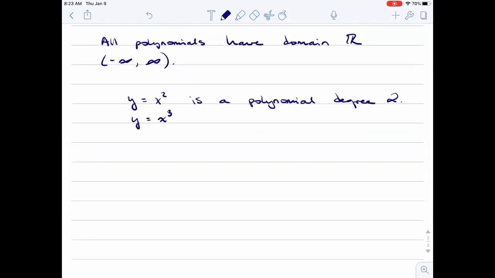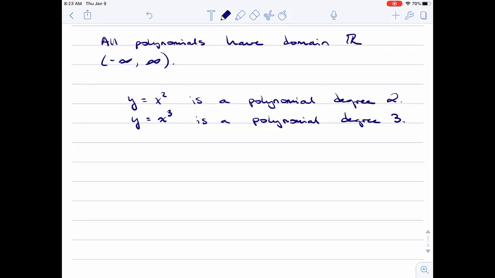Y equals x to the 3 is a polynomial, right? So these are the most basic polynomials. Degree 3. Okay. The behavior of polynomials in a graph, right? Because that's what we want to know, what it looks like.